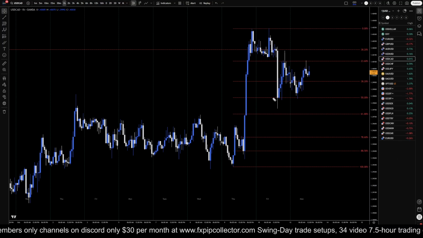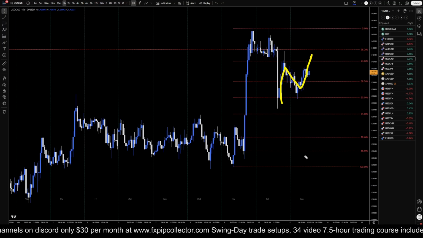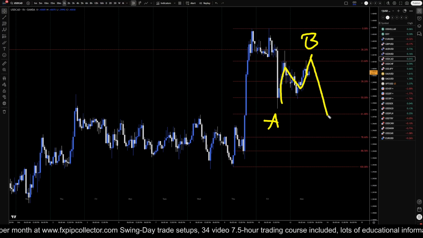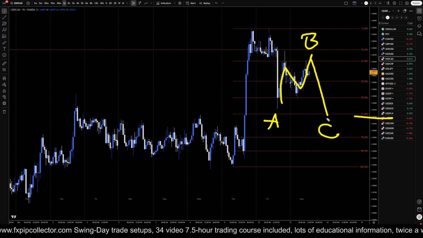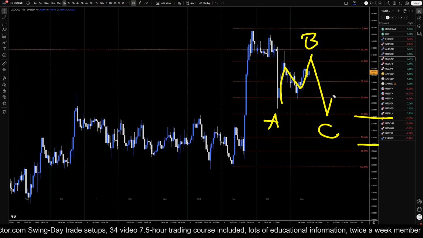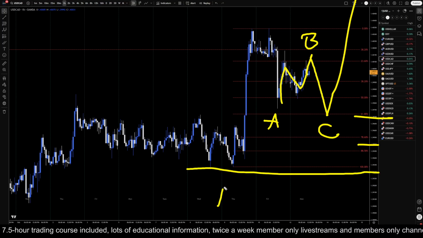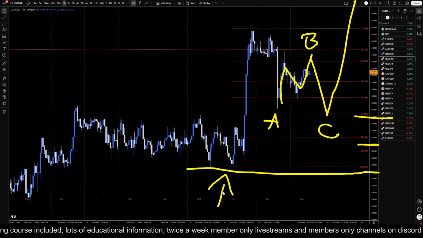I would definitely be keeping an eye on this move up right here, though. If you get one wave down, wave A, another wave up, wave B, and then down again, wave C, and then it respects a fib level, whether it's a 61 or 78, turns back up, that is the sign that it's going to continue the uptrend. On the other hand, if it does go down and break this low down here, to me, that means we have a much bigger reversal on the daily time frame.